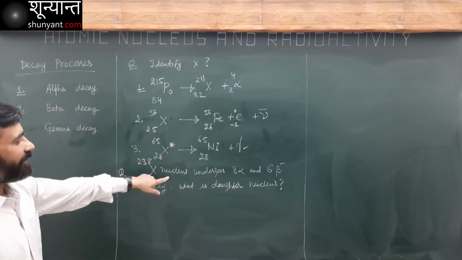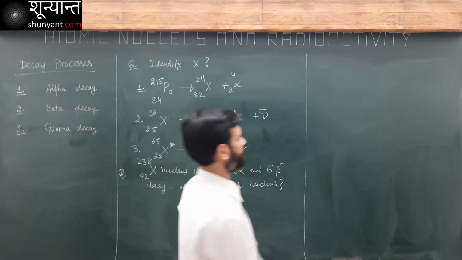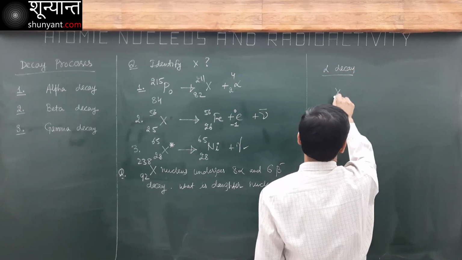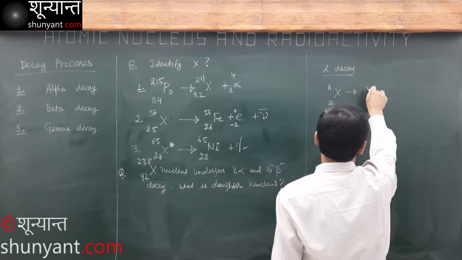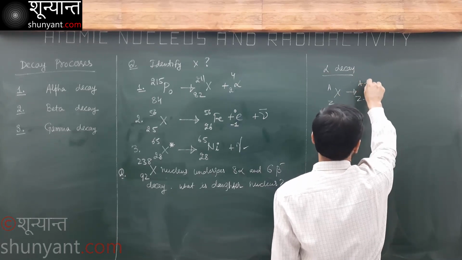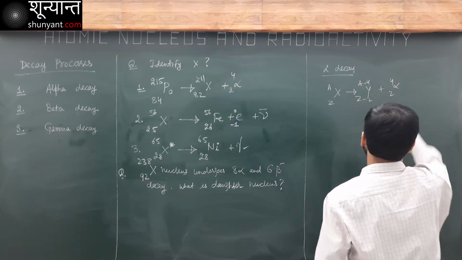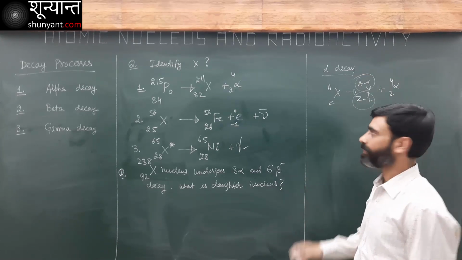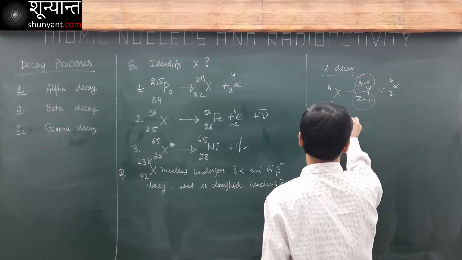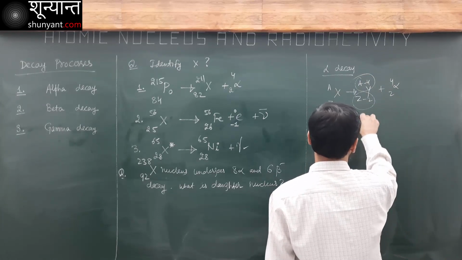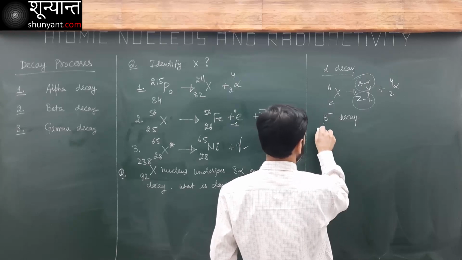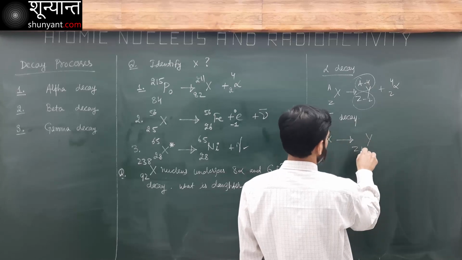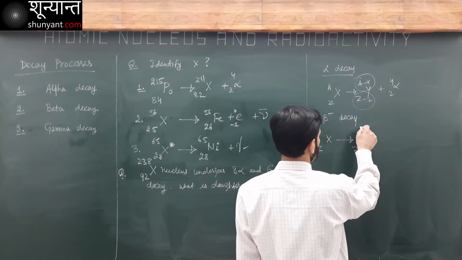Now, 8 alpha and 6 beta decay. First, alpha decay. What is the displacement law? X with Z and A becomes Y with Z minus 2 and A minus 4, plus an alpha particle, 2 and 4. So this reduces by 2 and this reduces by 4. Then negative beta decay: X with Z and A converts into Y, and now the atomic number increases by 1.